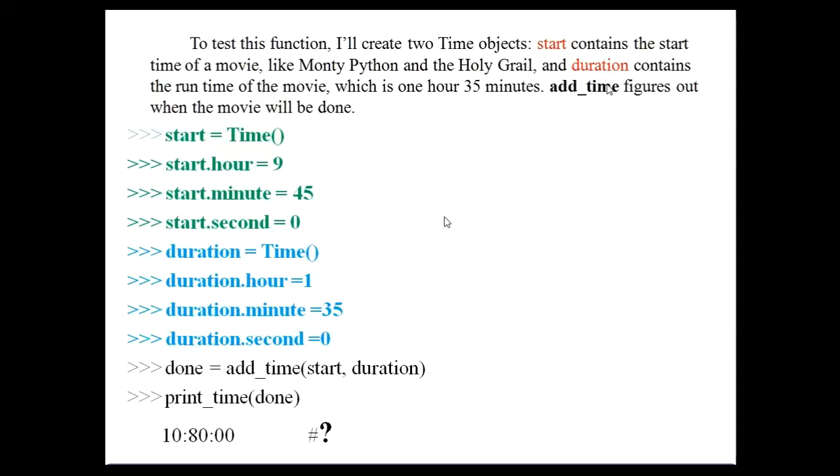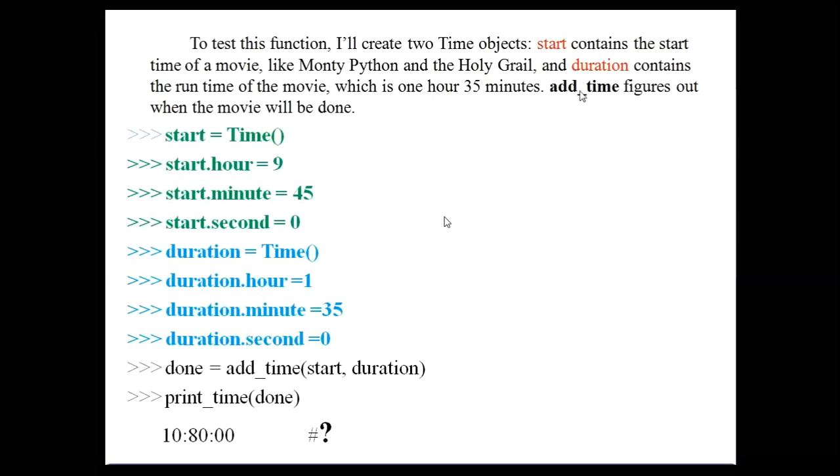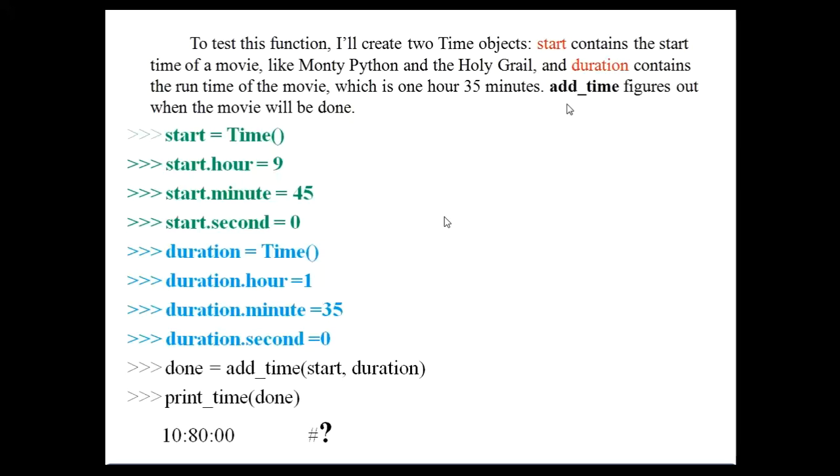So this add time function returns when the movie will end. It should return one value, and that value represents when a movie is going to end. Here we are creating the first object, that is start. These are the possible values for the attributes of start, and this represents when the movie is going to start.